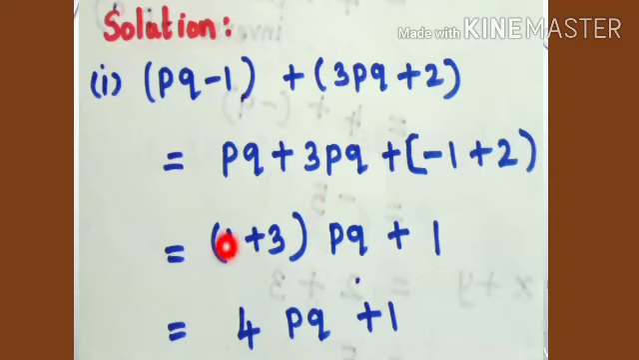Thus we get 1 plus 3 pq. And in the second bracket, minus 1 plus 2. By using the addition of integers property, when we add two integers of different sign, take the difference and put the sign of the larger value. So we get plus 1. 2 minus 1 is 1. So in the next step, 1 plus 3 is 4, 4pq plus 1.